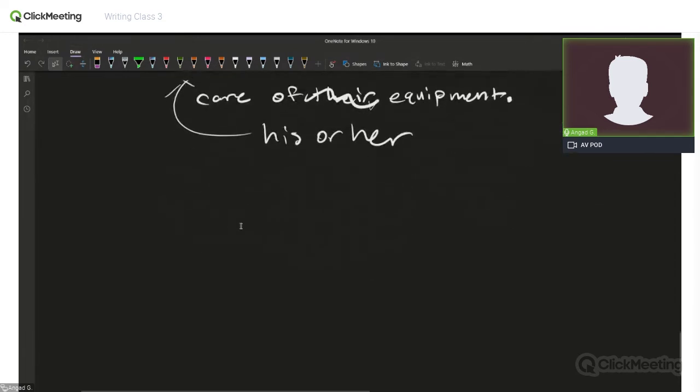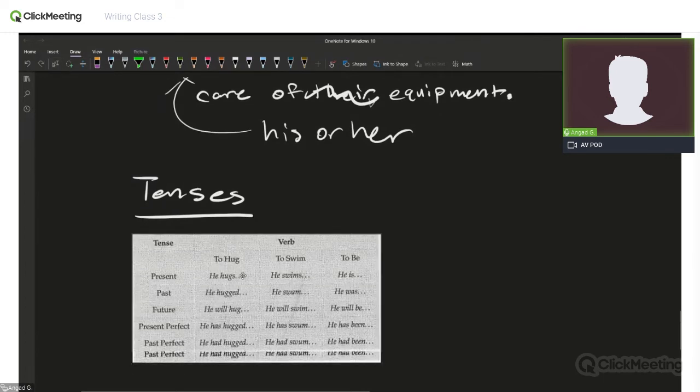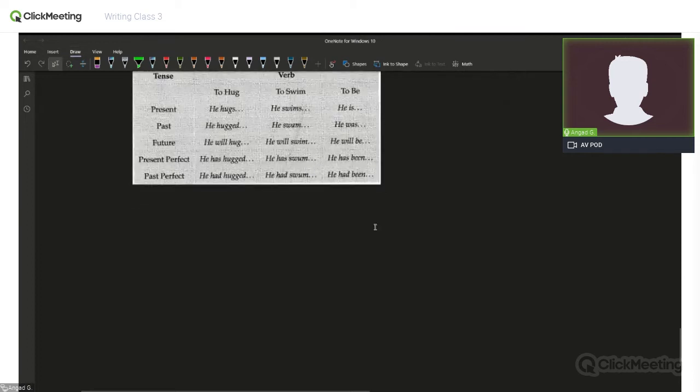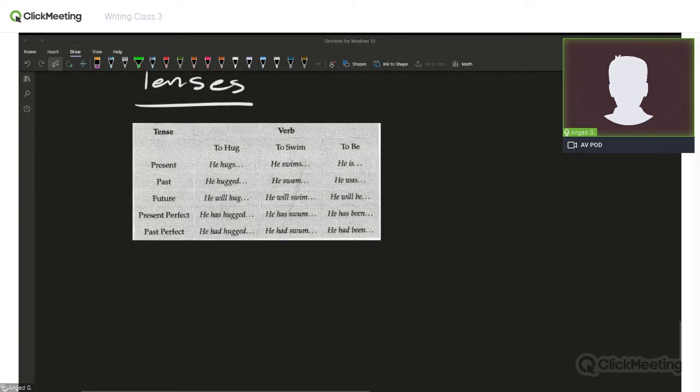So we're going to go on to tenses now. Tenses are really something you should be familiar with by now. Most people go over them in middle school. But here's a quick list of tenses I'm going to give you guys. Past perfect and present perfect aren't tested directly on the SAT, but you should be familiar with them. And you have to be familiar with identifying when a tense is used incorrectly and how to fix it. So I'm going to give you guys some problems real quick.